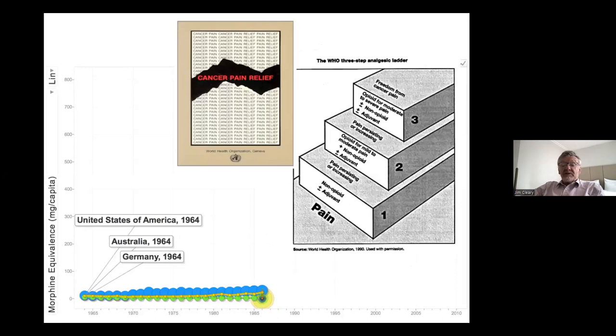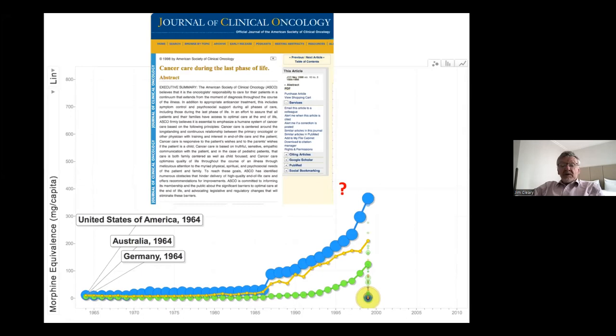The WHO came up with the ladder, the three steps. It's really drifting more to a two-step ladder, non-opioids and opioids. And you can see here that even as we go forward in the early 80s, there was very little change in opioid consumption overall in these three high-income countries, United States in blue, Germany in green, and Australia in gold. We do see some increase coming up here in 1985, and some of this came from the introduction of sustained release morphine, that we start seeing the increase going forward.